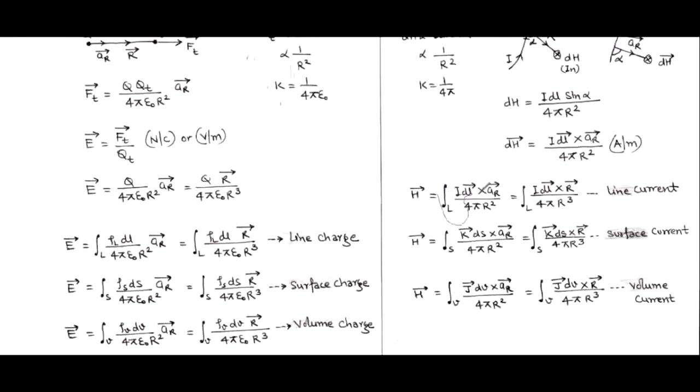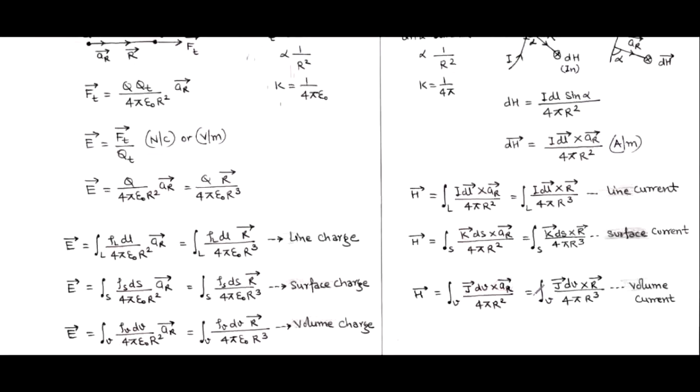and in case of surface current element, we consider a surface integration, that is double integration, and here the surface current element is K vector ds. In case of volume current element, we take a volume integration, and here the volume current element is J vector dv. In place of unit vector r, we can write vector upon its magnitude.